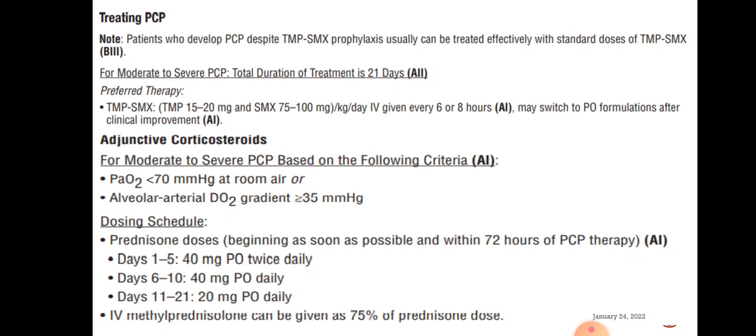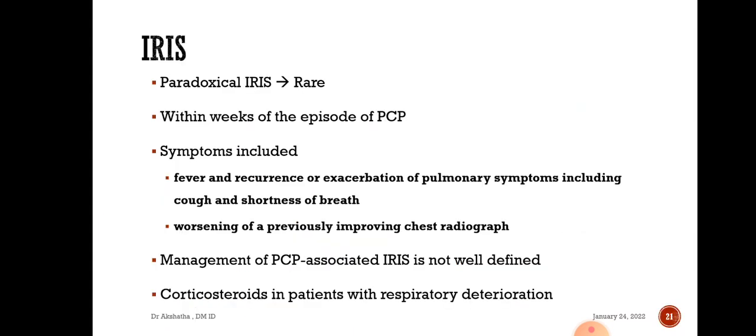If you are using IV prednisolone, then it can be given as 75% of the prednisolone dose. And how do you give this? It is recommended that you give the steroid 30 minutes before you give the cotrimoxazole for PCP.